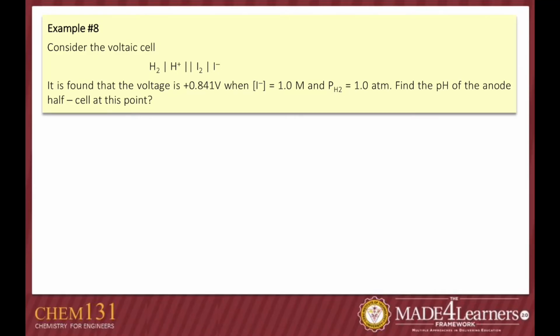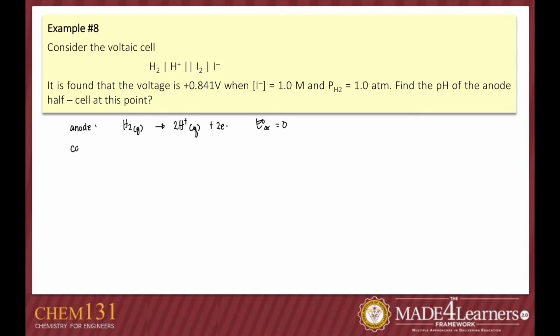Okay, at this point we're looking for the pH instead of just the concentration. So we are given the voltaic cell wherein there is the oxidation of the hydrogen in the anode and the reduction of iodine in the cathode. So anode, hydrogen, that's gas, 2H plus 2 electrons, that's oxidation is 0.